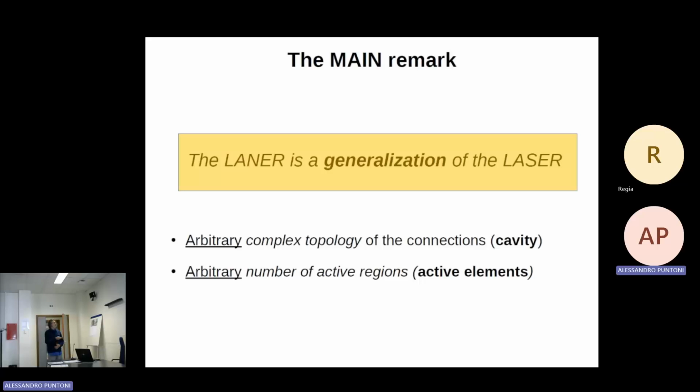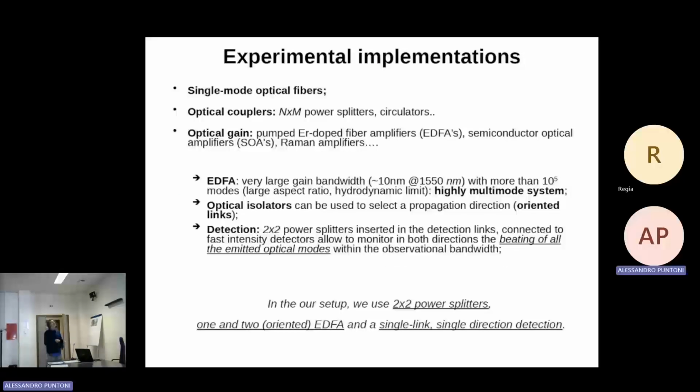Since you are just looking at arbitrarily complex topologies, you can also use different kinds of couplers which are typical of optical communication, such as circulators or other components, which are easily provided by commercial providers. Concerning optical gain, it is up to you. You can have pumped erbium-doped fiber amplifiers, which are what we are using, but you may use semiconductor optical amplifiers, or whatever. Important point: you have a very large gain bandwidth.